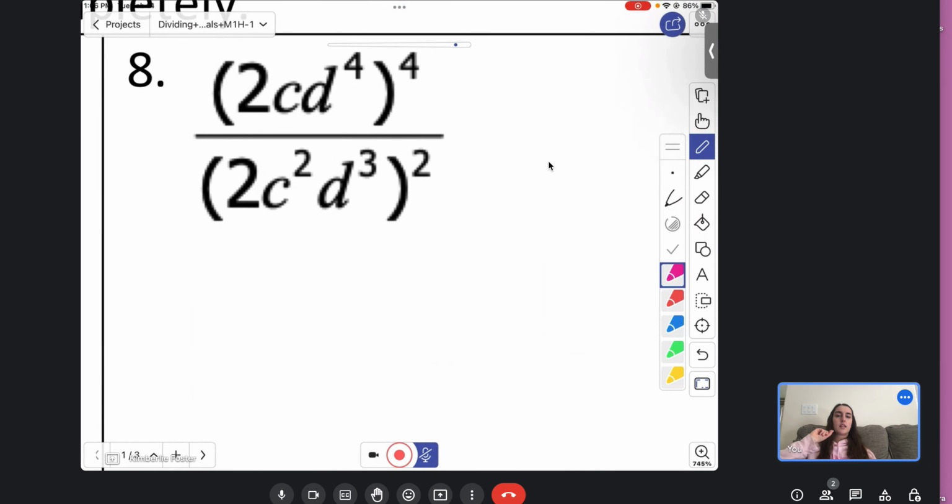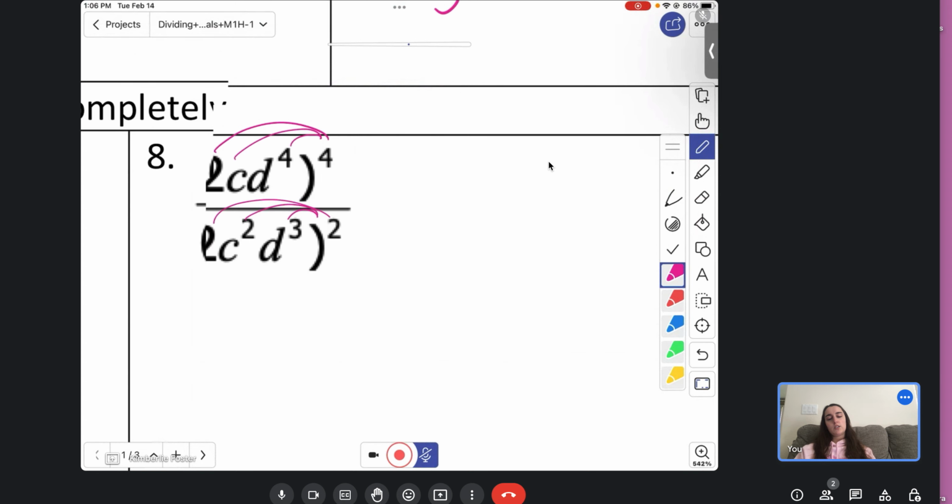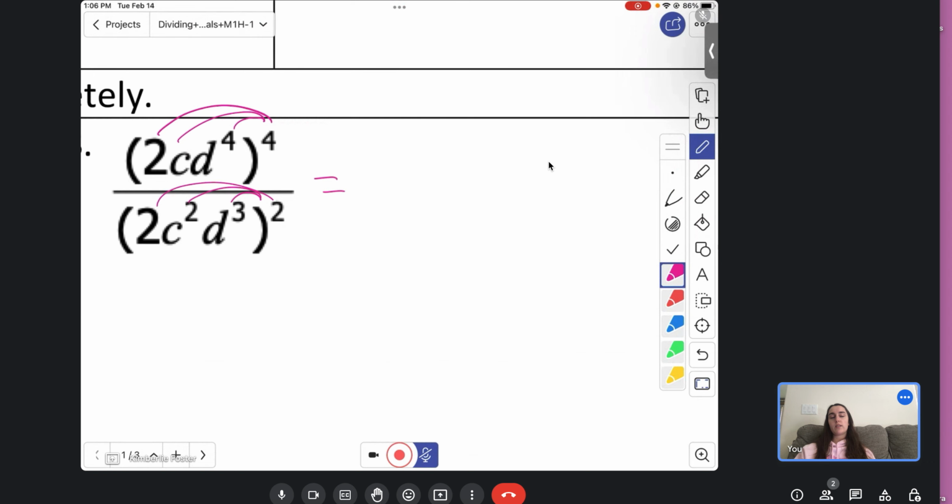So 8 here, this was the last lesson, the power rule, right? I can see this 4 is being distributed to everything, and this 2 is being distributed to everything. So if I rewrote this, 2 to the 4th, that's 2 times 2 times 2 times 2, which is 16. C to the 1st power times 4, c to the 4th, and d to the 16th, all over 2 squared is 4, c to the 4th, d to the 6th.